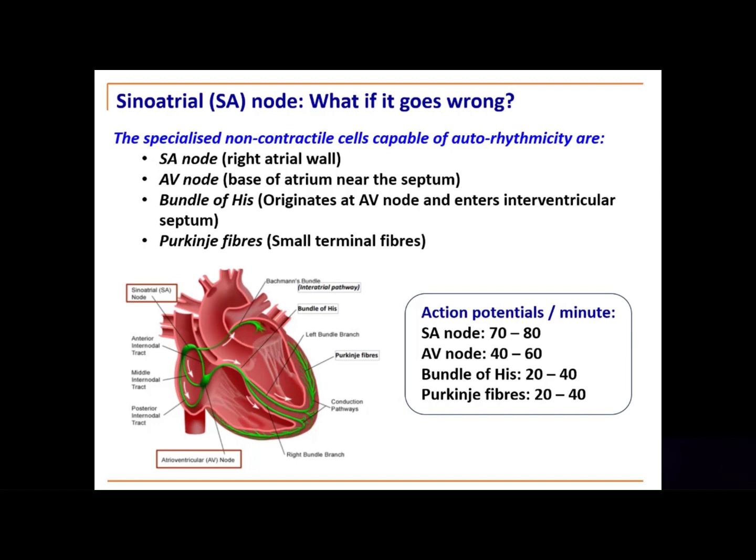As the AV node cells are so slow, a pacemaker may need to be provided to allow the atria and ventricles to act in a coordinated fashion. And when you hear about people having heart pacemakers, they're basically getting a fake SA node, something that stimulates electrical activity at roughly the rate that the SA node would.